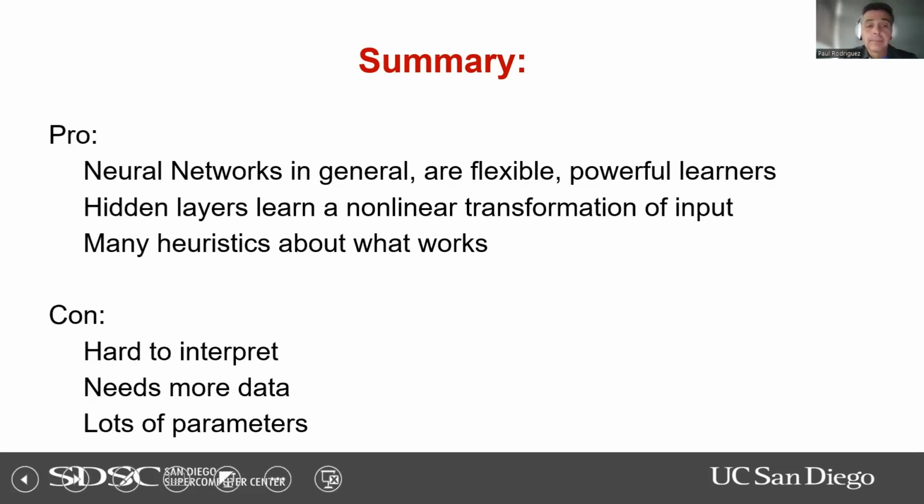On the bad side, neural networks are hard to interpret. Sometimes people talk about them as black boxes. That's probably a little bit extreme. They're not completely black boxes at all. But they take some effort to interpret compared to other kinds of machine learning models. You need more data as you have more parameters. If you add more layers, you're going to want more data or ways to avoid overfitting, because data helps you avoid overfitting. And of course, there are lots of parameters, so computationally, these can be expensive.